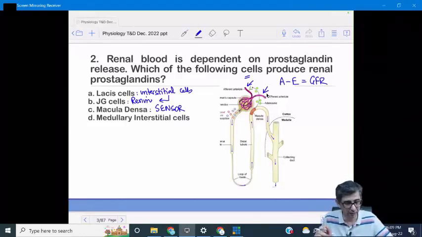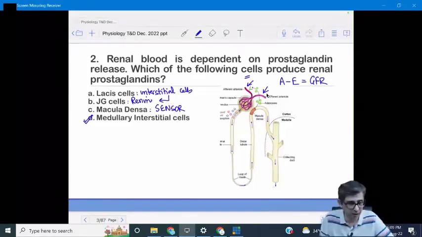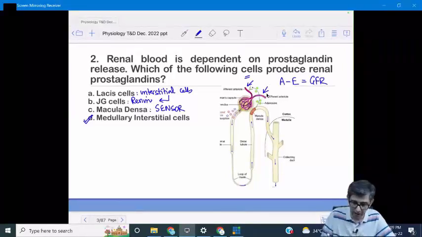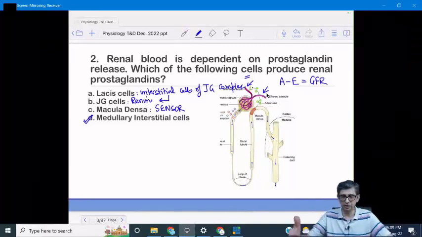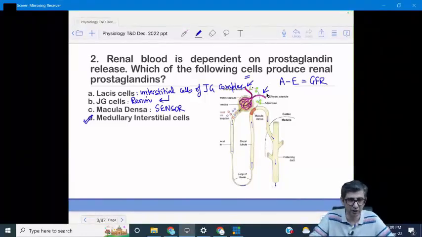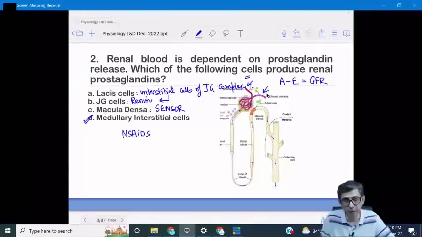The major site of synthesis of prostaglandins is the medullary interstitial cells. The correct answer between option number A and D had to be selected as option number D. Interstitial cells of the JG complex is how I can help you remember the lacis cells. They are just giving support, but they're not producing anything. But in the medulla of the kidney, the medullary interstitial cells are the ones responsible for production of prostaglandins. And this also explains why NSAIDs can contribute to development of renal failure.